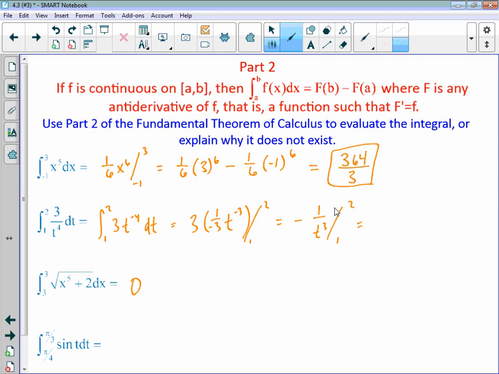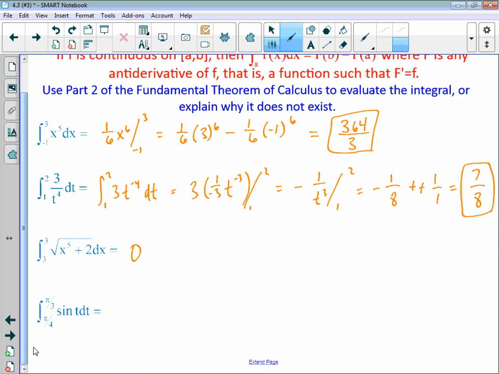So you plug 2 in, you get -1 over 8, 2 cubed. And then you're subtracting -1 over 1. So you're actually adding that. So this is 8/8 minus 1/8. Do you guys get 7/8? Good. Questions at all?